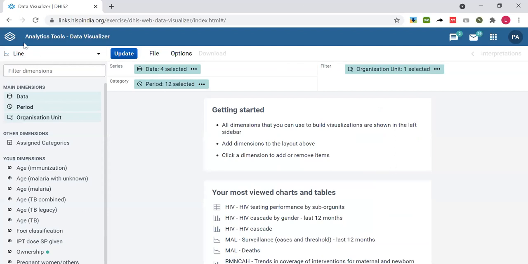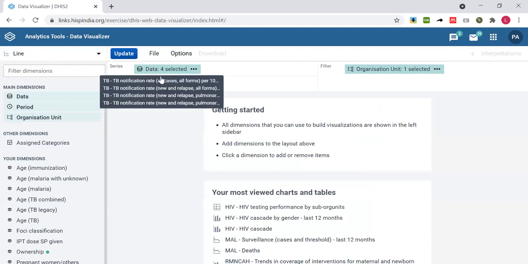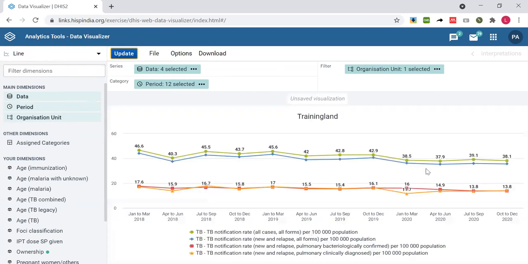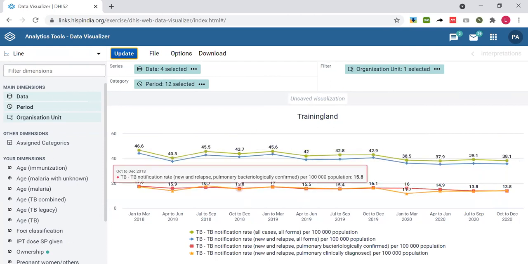And all I have to do is, so I have selected the chart type. Series is done. Categories is okay. Filter is okay. And I click on update. Right. What will happen? This is what I see. Okay. So let's try to apply these concepts of series, categories, and filter.